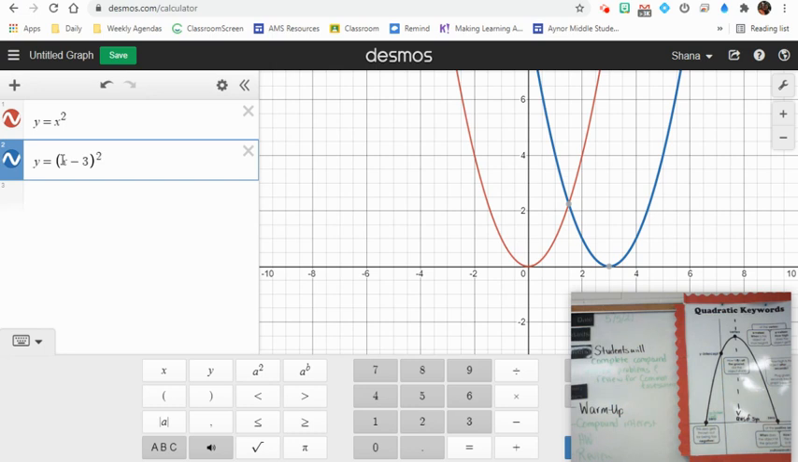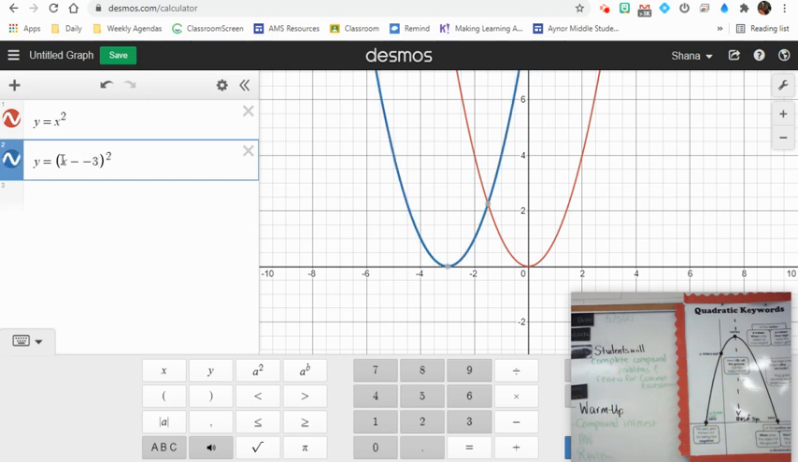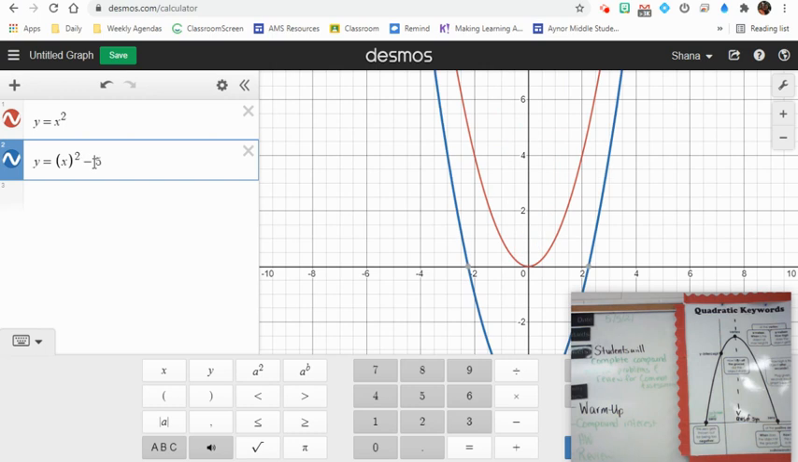If it's blue, what happened? It moved to the right. And if I change it to a negative 3, what happened? It moved to the left. Now I'm going to erase all that part and deal with the plus K on the end. So if I add a positive number, what happens? It moves up. And if I have a negative number, what happens? It moves down. So you can use Desmos just to try a few things if you need to.